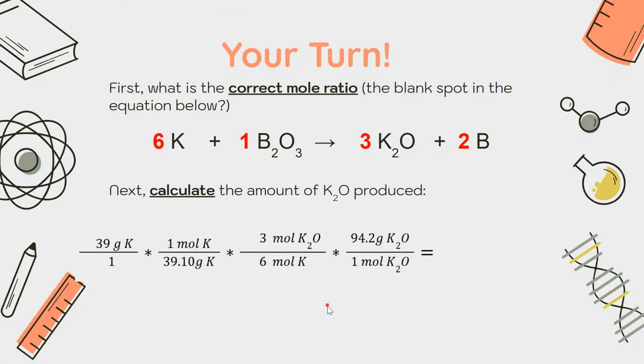Next, go ahead and calculate how much K2O we would produce. What you should have gotten was 46.98 grams K2O. 39 divided by 39.10 times 3 divided by 6 times 94.2.